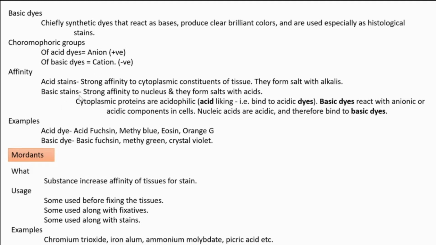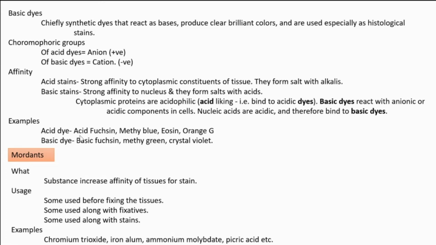So in the case of basic stains, the strong affinity is towards the nucleus, because the nucleus contains nucleic acids, DNA, RNA, etc. That may vary depending upon the organism, DNA or RNA, and also mRNA. Many different types of DNAs and RNAs are present. All these are nucleic acids, and they are acids. So the basic stain has high affinity to the nucleus because of the presence of nucleic acids.